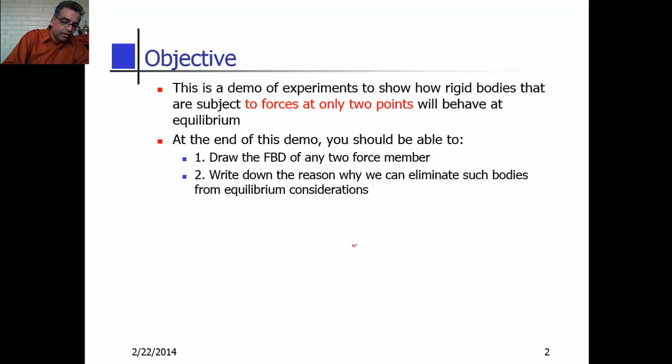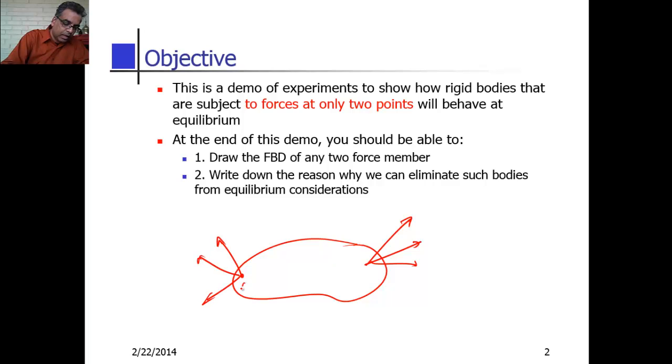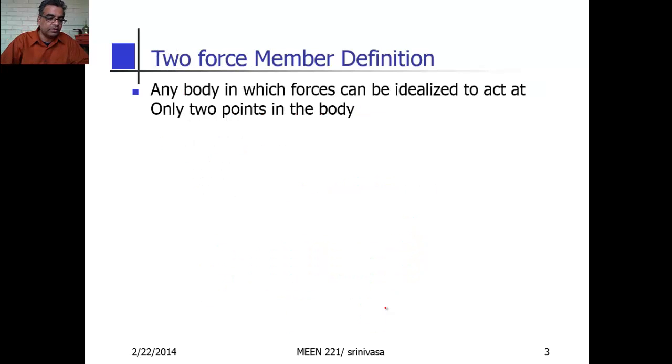So basically, suppose I have a body like this and I have forces that are acting at only 2 points, A and B. This will be called a two-force body. The free body diagram for this kind of thing is actually quite simple, and it's so simple that equilibrium and other things can be automatically met, so we don't have to really struggle very much. Okay, so we'll talk about this in this class.